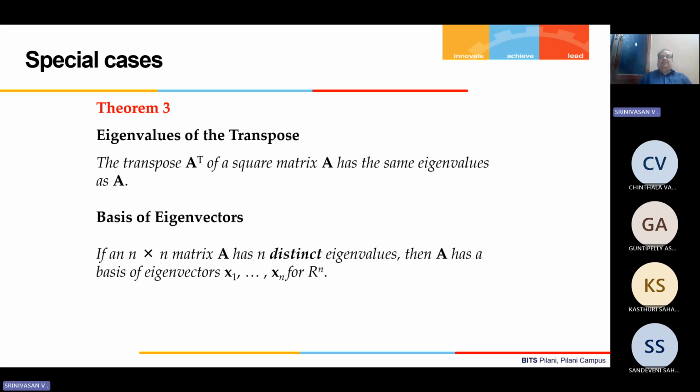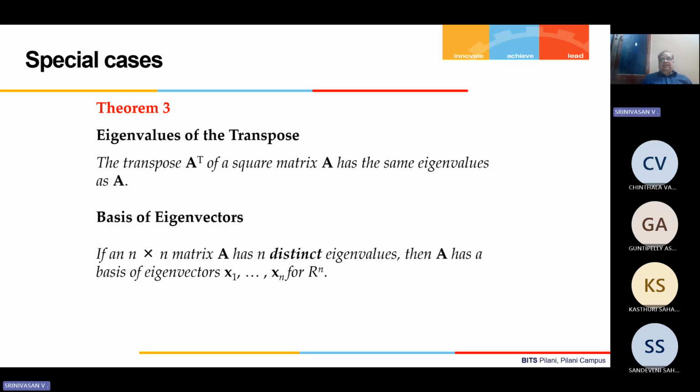Now, let's see some more special cases. Eigenvalues of the transpose. You can easily understand that transpose is nothing but interchanging rows and columns. So the transpose, which you write as A superscript T, of a square matrix A has the same eigenvalues as A, because you are just interchanging the rows and columns. Therefore, naturally, the eigenvalues of A transpose will be the same as eigenvalues of A itself.